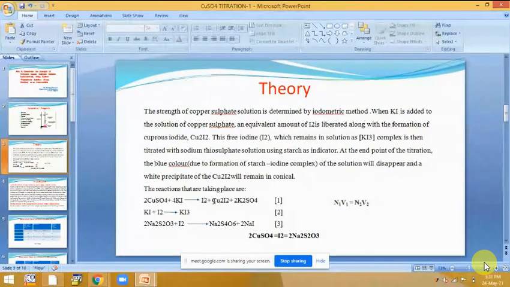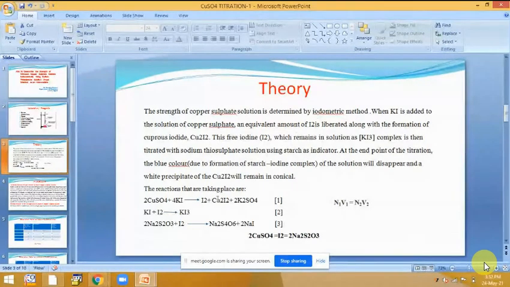So this type of reaction where iodine is liberated is called iodometric. You see in the first line, determined by iodometric method, and there is another method which is called iodimetric method. It is a very important question for your final viva. What is the iodometric process, or what is the iodimetric process?